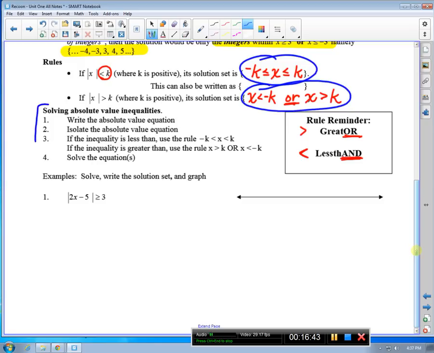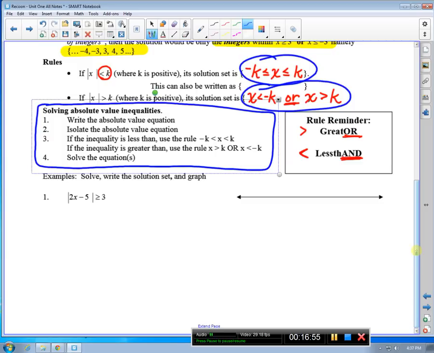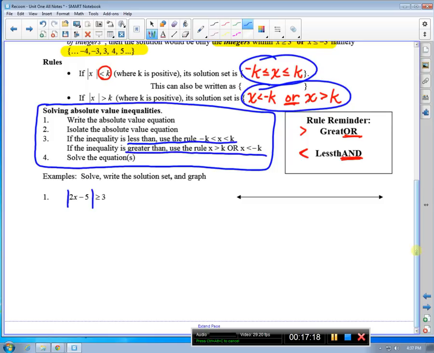So the steps for solving are similar to the steps for solving an equation. We want to write the absolute value equation. We want to isolate it, or get it alone on one side. And then if your absolute value bars are on the left, you can be pretty much sure that you have an and situation if it's a less than, and an or situation if it's greater than. And then we can always check some values. So let's get these steps done.